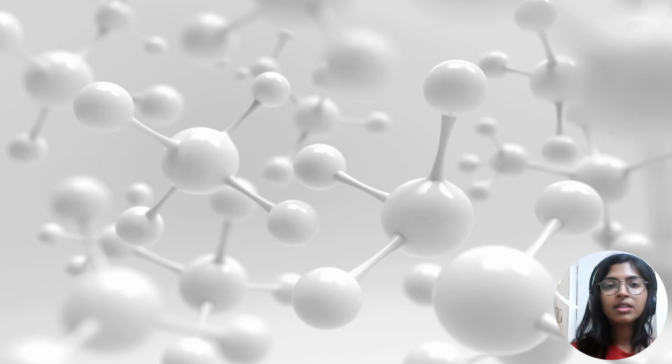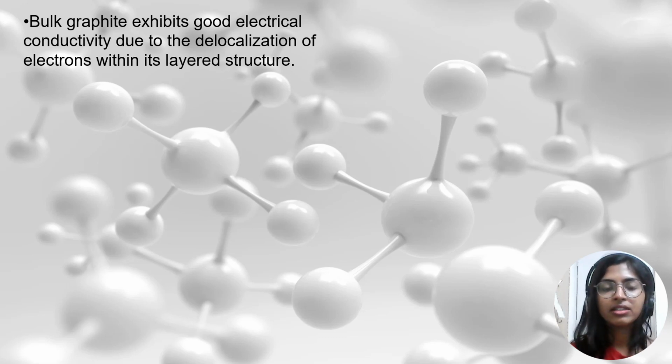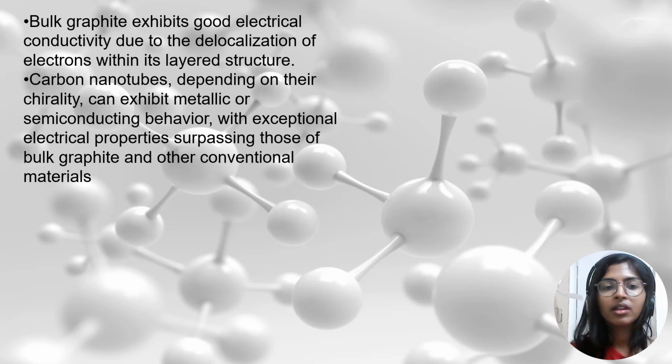Now, let us discuss some more examples wherein the electrical properties are altered in bulk form and in nanoparticle form. Bulk graphite exhibits good electrical conductivity due to the delocalization of electrons within its layered structure. Carbon nanotubes, depending on their chirality, can exhibit metallic or semiconducting behavior with exceptional electrical properties surpassing those of bulk graphite and other conventional materials.